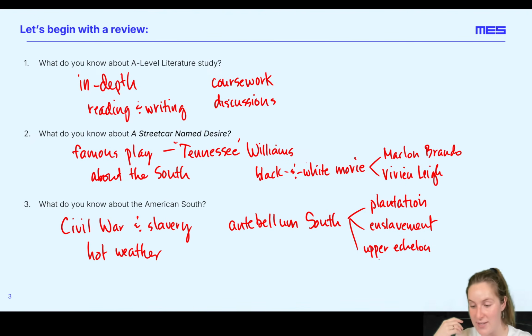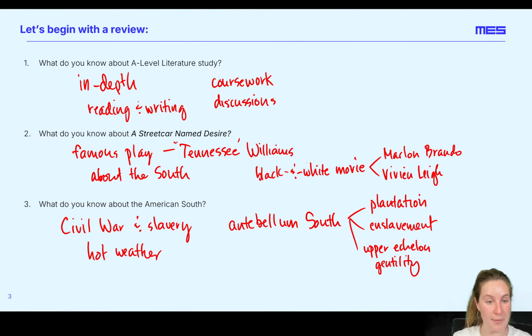And they were viewed as this kind of old-fashioned gentility, or gentlemen and ladies who were very polite. Manners, etiquette was extremely important. Society was extremely important.